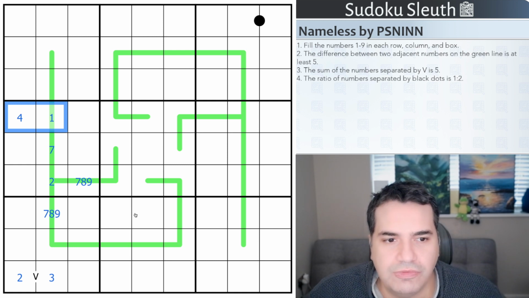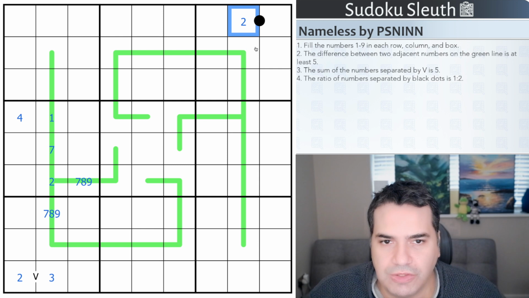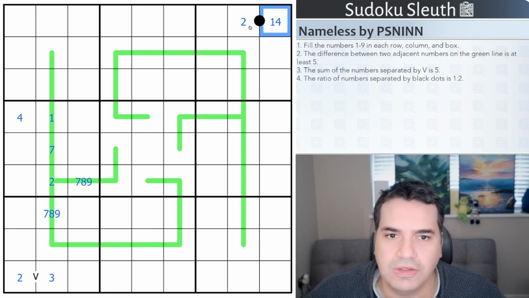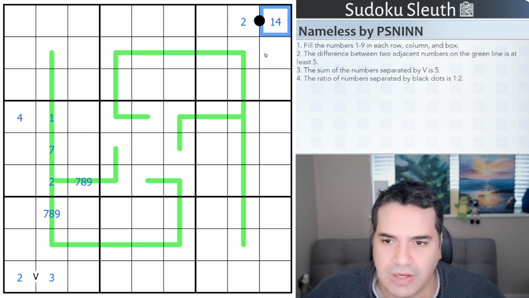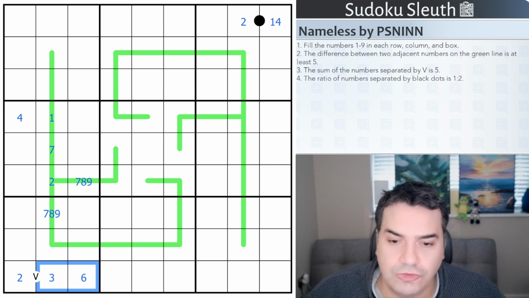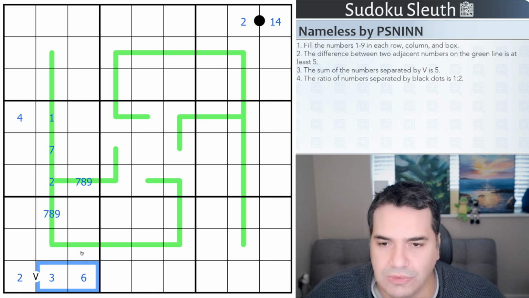Lastly, we have the ratio of numbers separated by a black dot, such as this one, is in a ratio of 1 to 2. So if that's a 2, that could be a 1. It could, of course, be also a 4. As long as one cell is double the other, you're absolutely fine. Now, what I'm going to also assume here is that no negative constraints apply. So if this is a 3 and this is a 6, for example, as in they are in a 2 to 1 ratio and there is no black dot in between them, that's going to be absolutely fine. So that's all the rules.